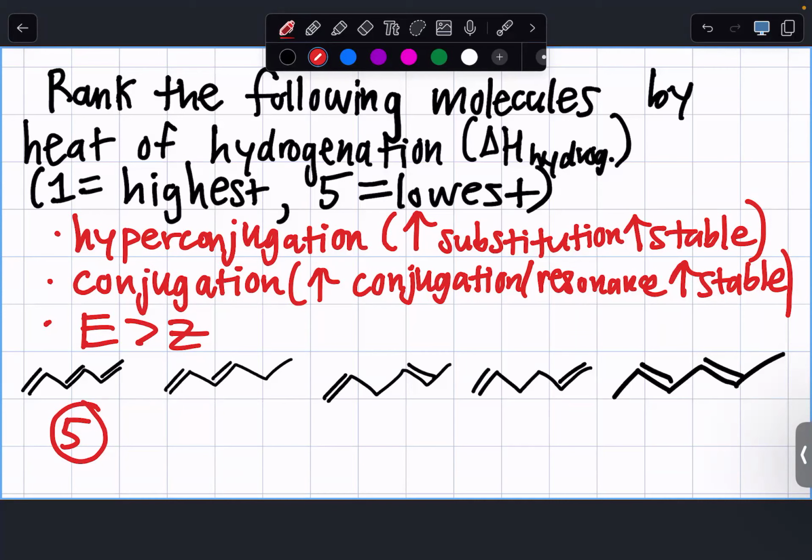Since they have the same amount of resonance, the next factor we look at is hyperconjugation, right? Which double bonds look more substituted to you? Yeah, the one on the right, because this double bond is disubstituted. There are 2 R groups attached to it. This double bond is also disubstituted. But this double bond here is monosubstituted, and this double bond is disubstituted. So that makes this system more stable than this system here due to more substitution, more hyperconjugation, right? So that makes this number 4 and this number 3. Any questions on this one?